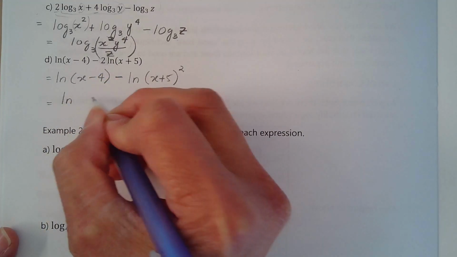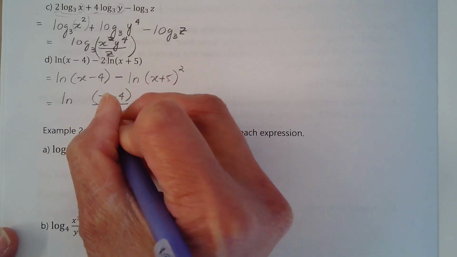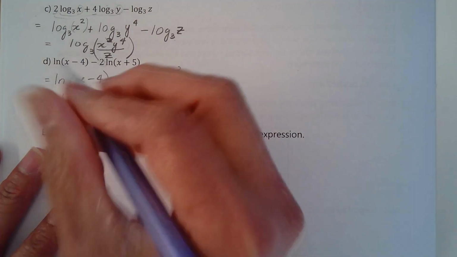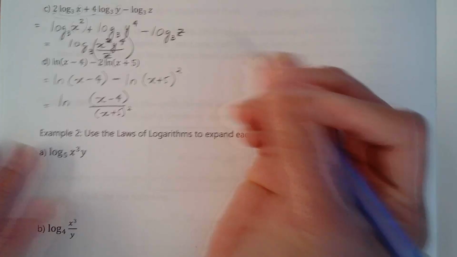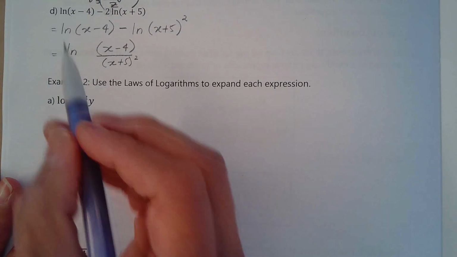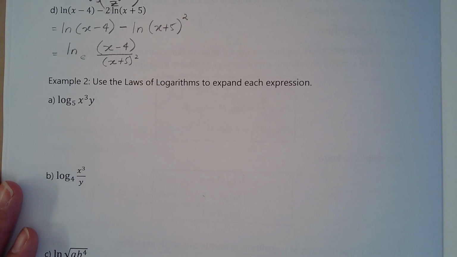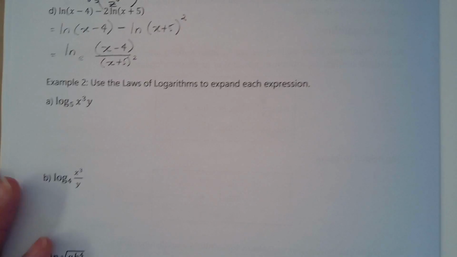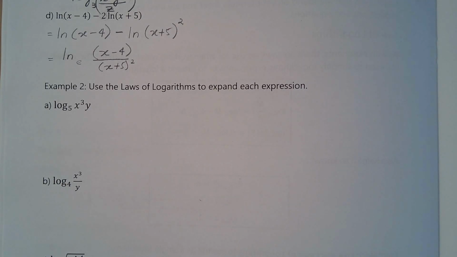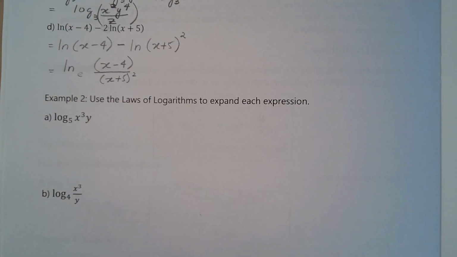multiplied. So natural log of x minus 4 over x plus 5 squared. And then that's base e. Understood, it's base e there. Is that okay? So those are a few examples of the expanded version, making it as one single. And that's possible because the bases were all operating in the same base.